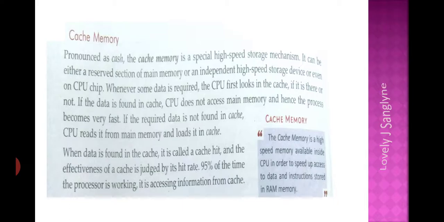Similarly, in a computer we have the cache memory, which is a high speed memory used in order to speed up the access of data and instructions stored in the RAM memory. Whenever the CPU reads data from the main memory, it loads it in the cache, so that the next time that data is required again, the CPU first looks into the cache. If the data is found there, it will be much faster as compared to the main memory.